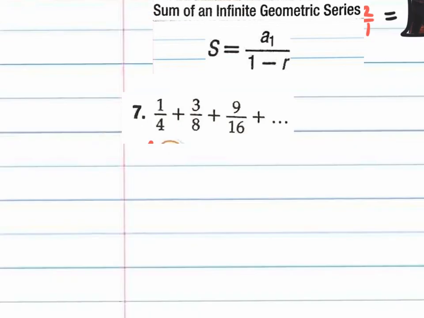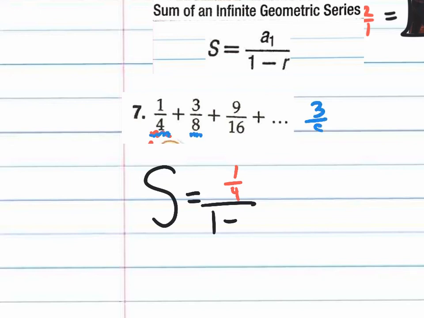Number 7, all right, the summation will equal a sub 1. Our first term is 1/4, so I'm going to put 1/4, divided by 1 minus the common ratio, which I don't know yet. I'm going to find that by taking 3/8 and dividing by 1/4. 3/8 divided by 1/4 is the same thing as 3/8 times the reciprocal of 1/4, which is 4 over 1, which is just 4. And of course, I could multiply first and then reduce, or I could cancel the 4 and the 8 first and then multiply.